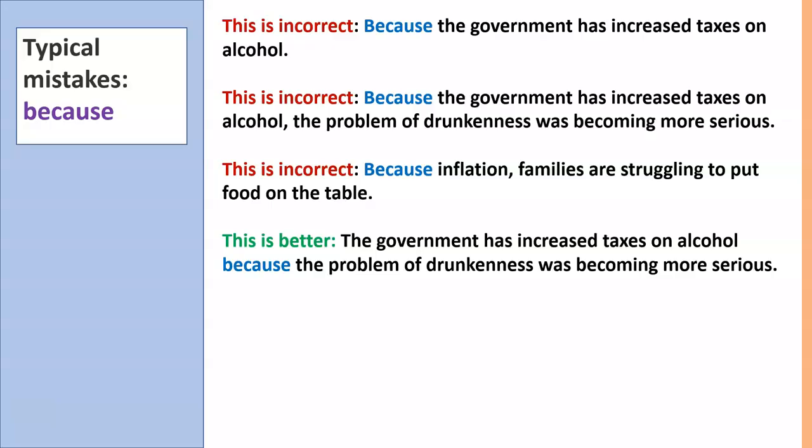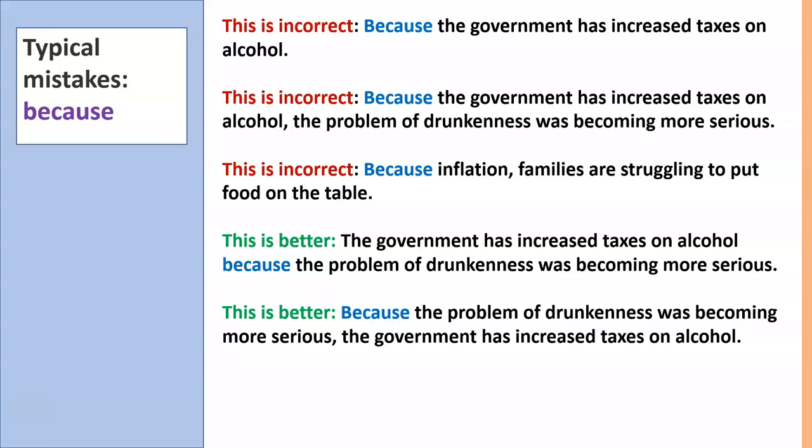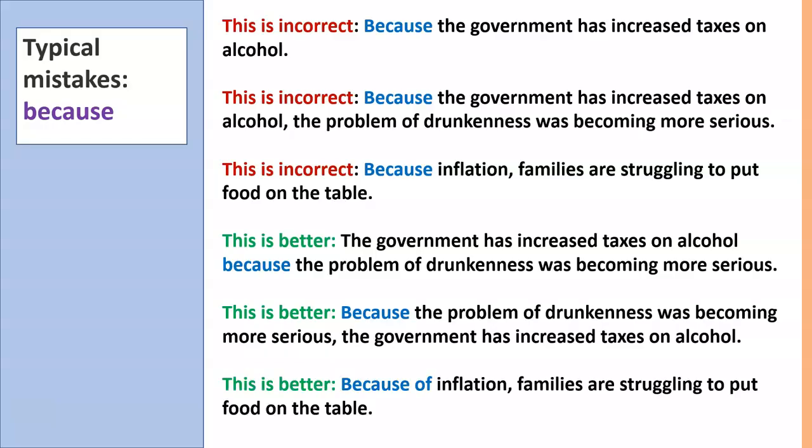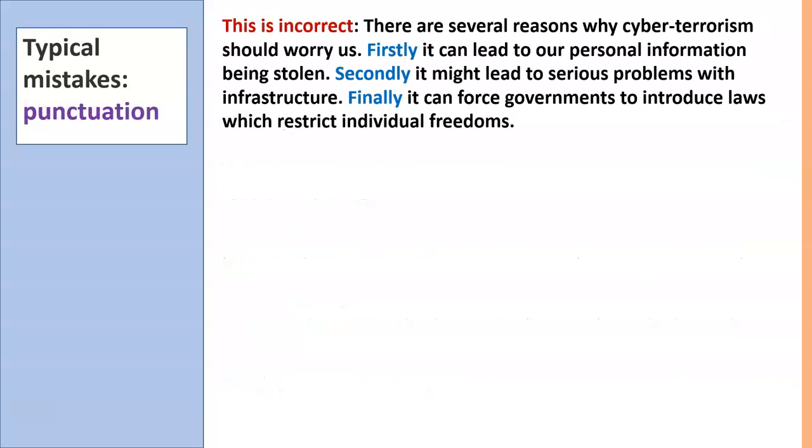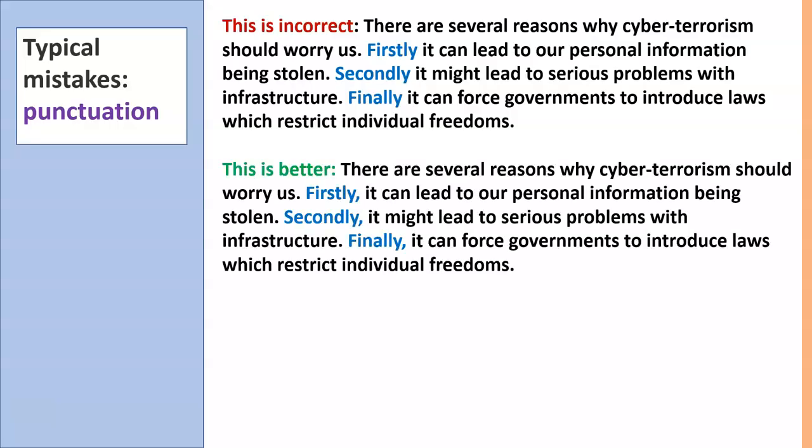We can write the government has increased taxes on alcohol because the problem of drunkenness was becoming more serious. Or we could have that sentence with the clauses the other way around, but we need to put because with the problem of drunkenness. And we can use because of with a noun, so because of inflation, families are struggling to put food on the table. And finally, punctuation. Here you can see a problem. Here you can see it's very easily solved.